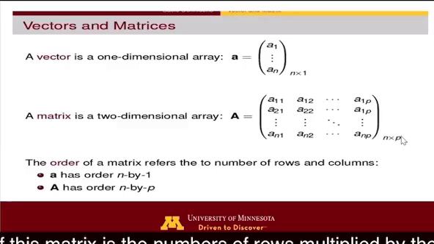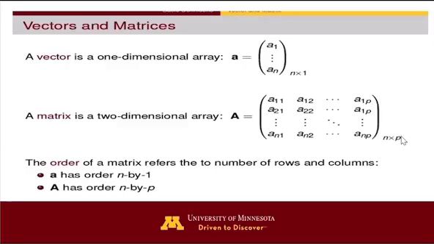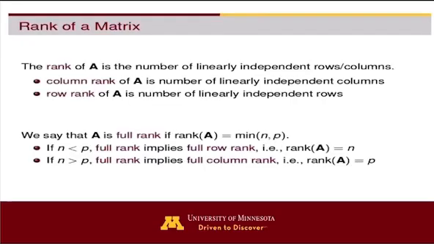So the number of rows is denoted as n, while the number of columns is actually p. Okay, so I just wanted to recognize that. I want to go to the next page. We want to talk about the rank of a matrix.